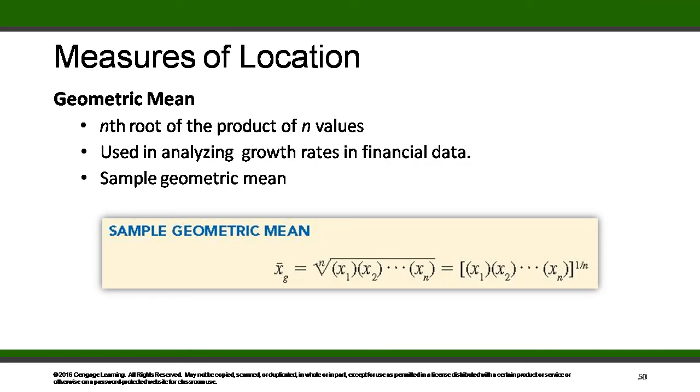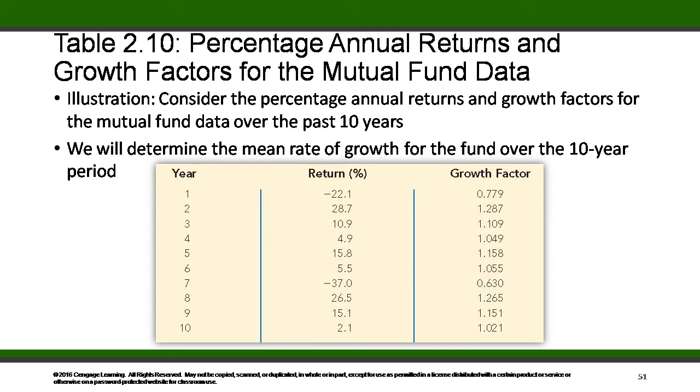Measures of location, geometric mean. The nth root of the product of n values is used in analyzing growth rates in financial data. In this table, we show percentage annual returns and growth rate factors, or growth factors, for the mutual fund data. Example, consider the percentage annual returns and growth factors for the mutual fund data over the past 10 years. We will determine the mean rate of growth for the fund over the 10-year period.